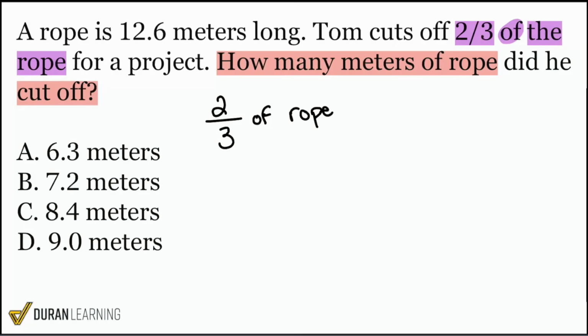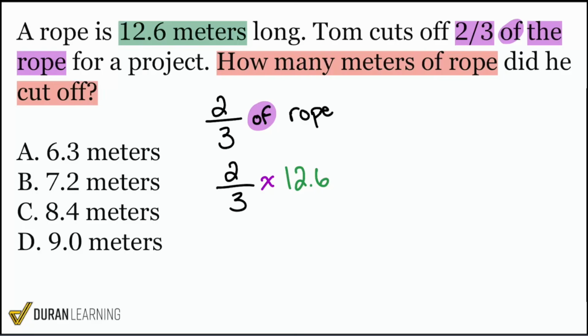We have 2/3 of the rope. The word of translates to multiplication right over here. So we have 2/3 multiplied by something. And so everyone, how long was the rope again? We're going to insert that into our expression. What is that going to be? The length of that rope is right here. That'll be 12.6 meters. So with that said, we'll plug that right in, 12.6.